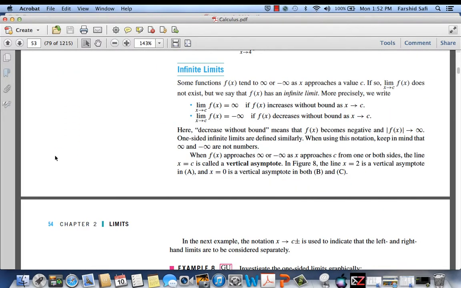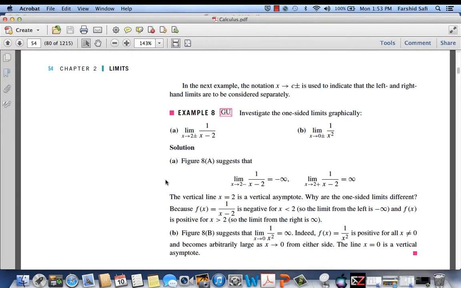The last type of limits that are discussed in section 2.2 are called infinite limits. As the term suggests, infinite limits have to do with infinities. I'll go over some of this terminology with you through the example. So in example 8, notice that they've said it's a GU, meaning you can use a graphing utility to see what happens. We're going to take a look at the one-sided limits graphically.